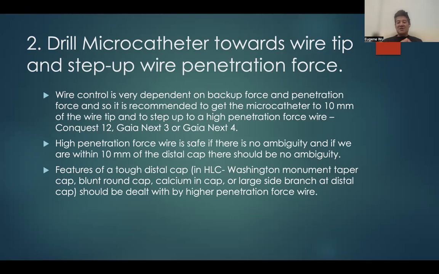We need to also recognize the tough distal cap. This we published already in the Heart, Lung and Circulation journal. The tapered tip Washington Monument cap, the blunt round cap, the calcified cap, and the cap with the large side branch. These are the patterns that are going to be a tough cap. In these cases, go towards the Conquest 12 wire.